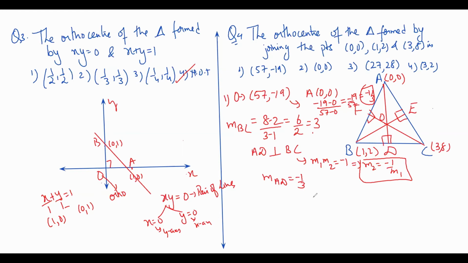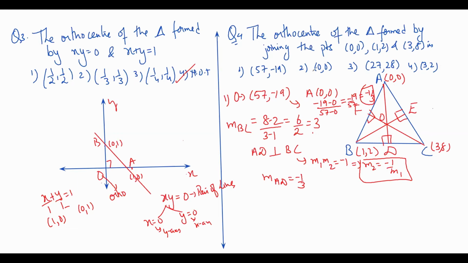But we should not take the option just like that. We have to cross check it again, because there may be another option which will give me the answer minus 1 by 3, because there are infinitely many points on this line AD. So what we do, my answer may be the first option.